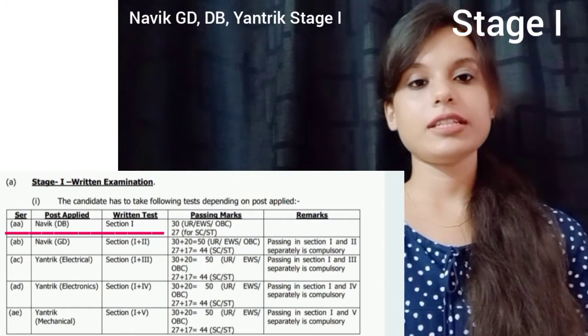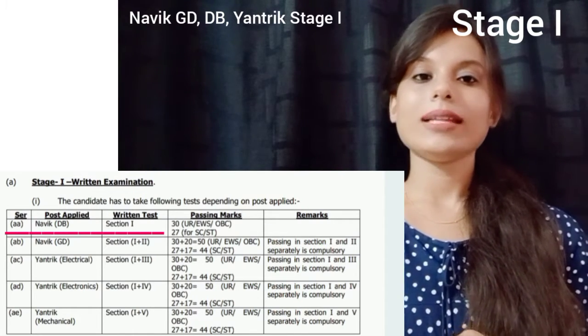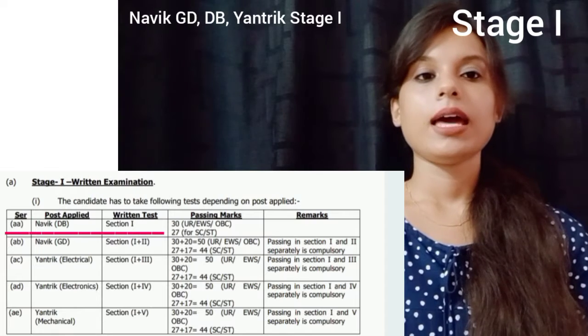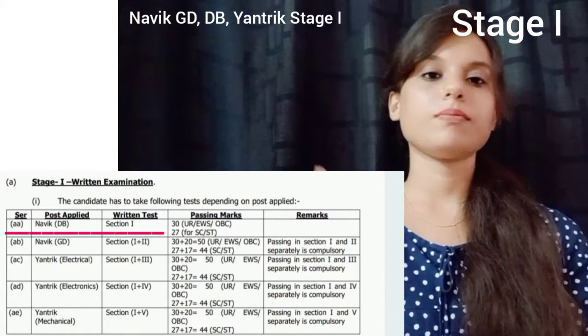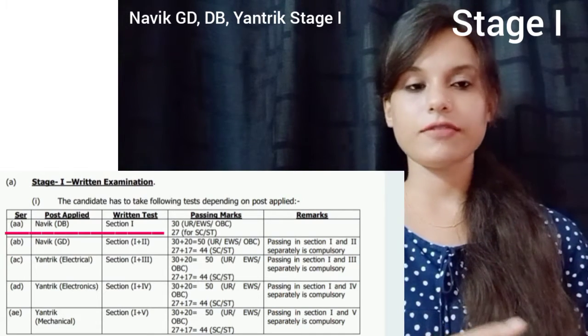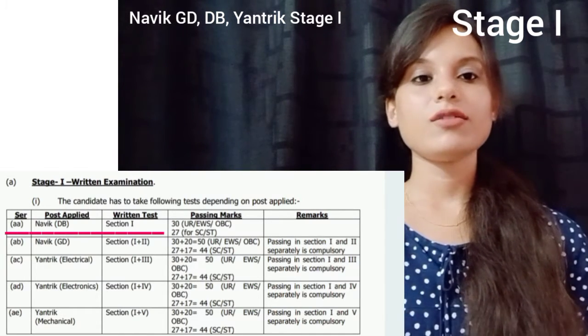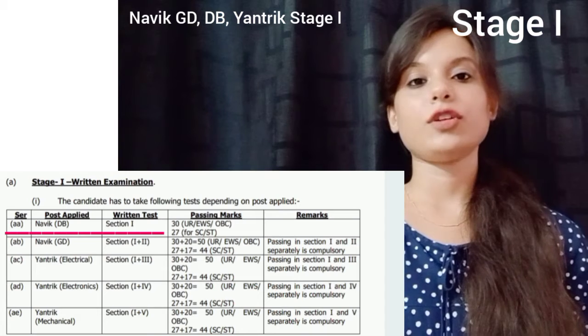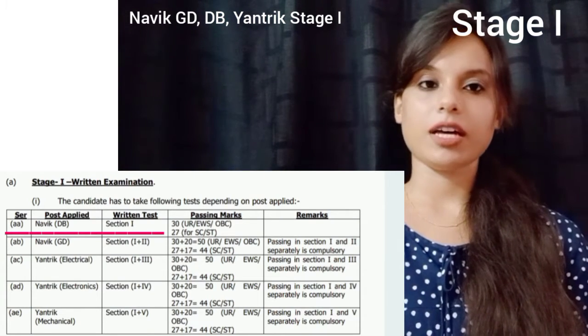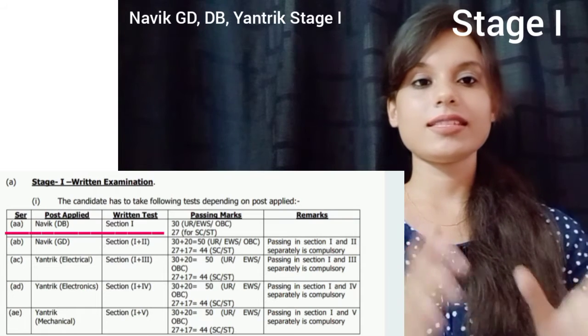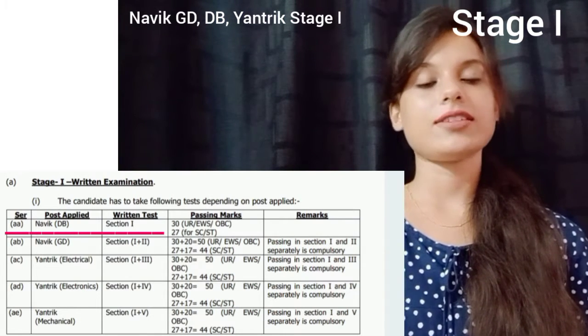This kind of written test has one section, that is section 1, and here the passing marks are differentiated between the unreserved and the reserved categories. So for the unreserved, for the EWS and for the OBC categories, we have 30 as the passing marks, and for the SC/ST candidates we have 27 as the passing marks.